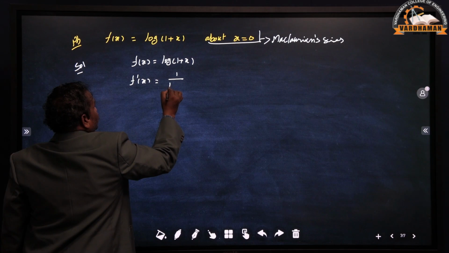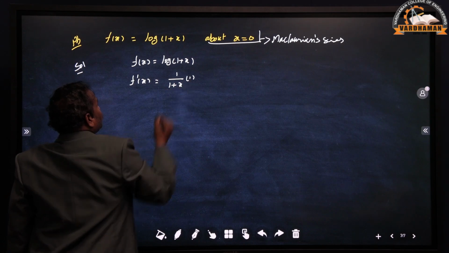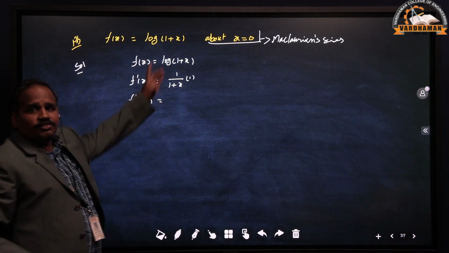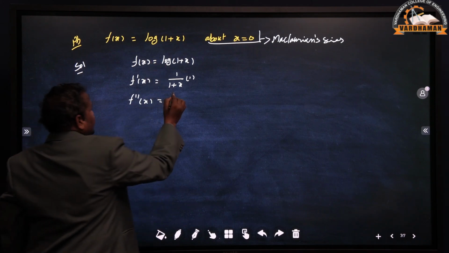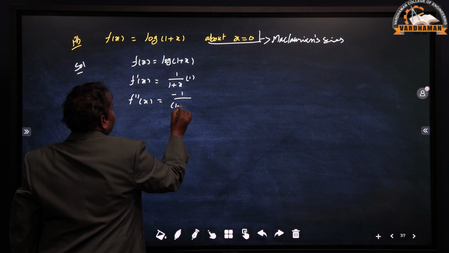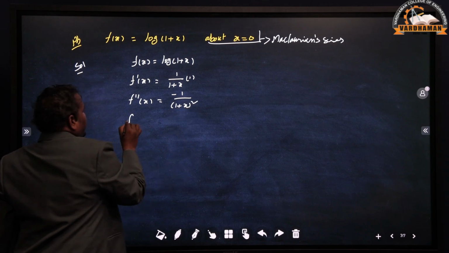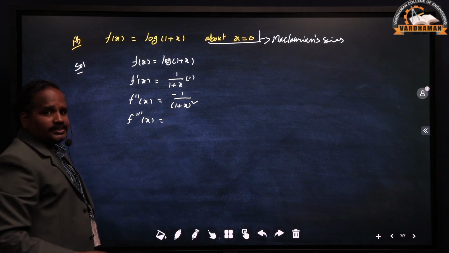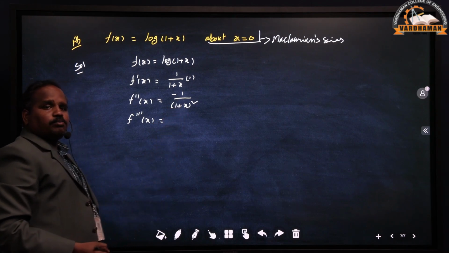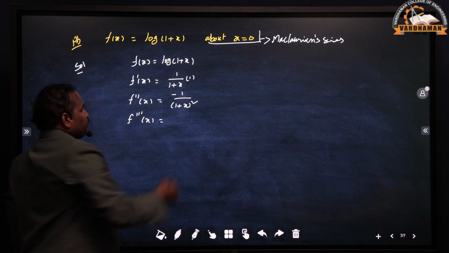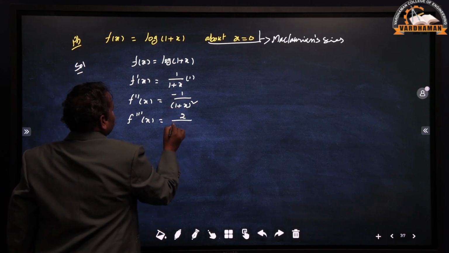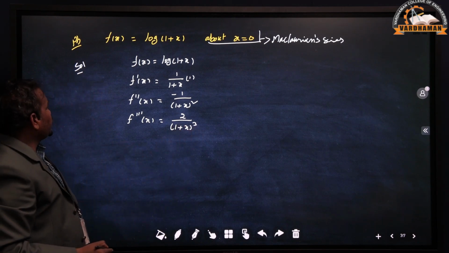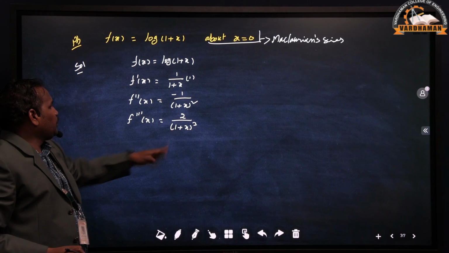f dash of x: log x derivative is 1 by x, so 1 by 1 plus x. Second derivative f double dash of x is of the form 1 by x, and the derivative of 1 by x is minus 1 by x square. Third derivative f triple dash of x is of the form 1 by x square; the derivative of 1 by x square is minus 2 by x cube. So minus of minus, plus 2 by (1 plus x) whole cube. This is the formula of the derivative of f triple dash.